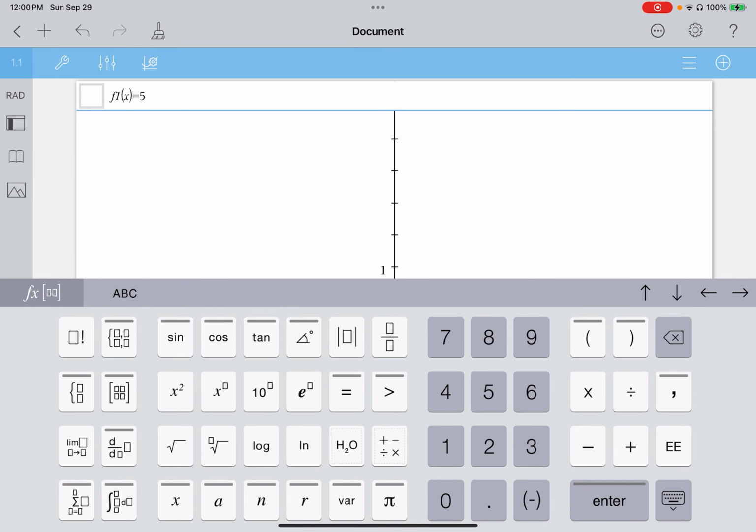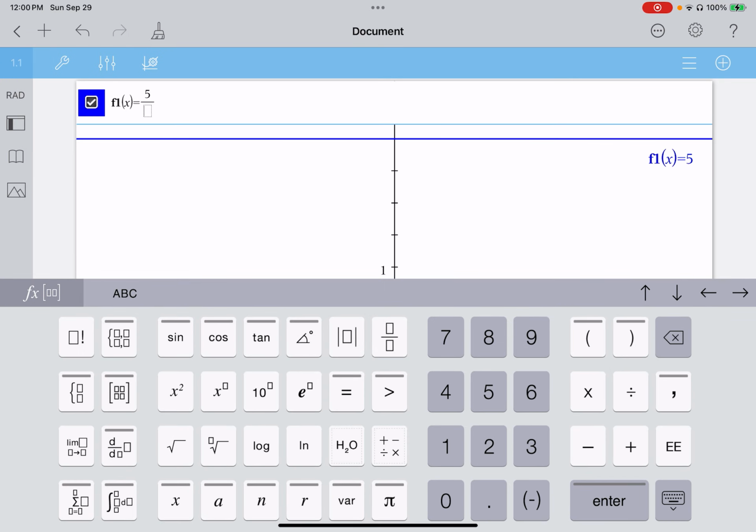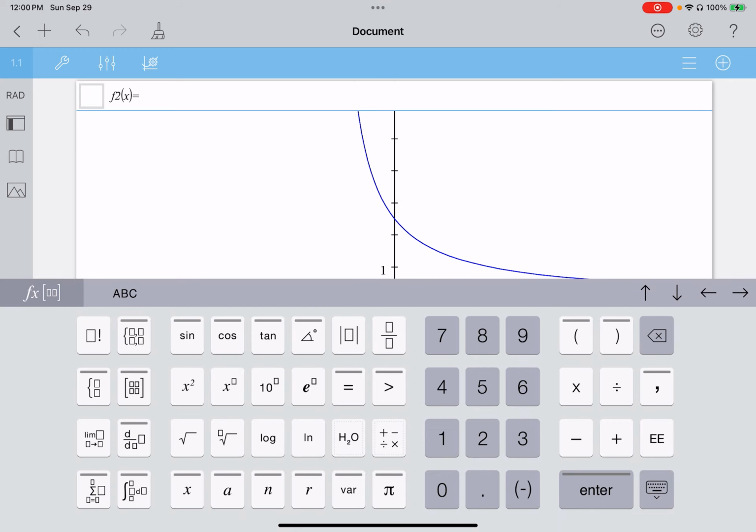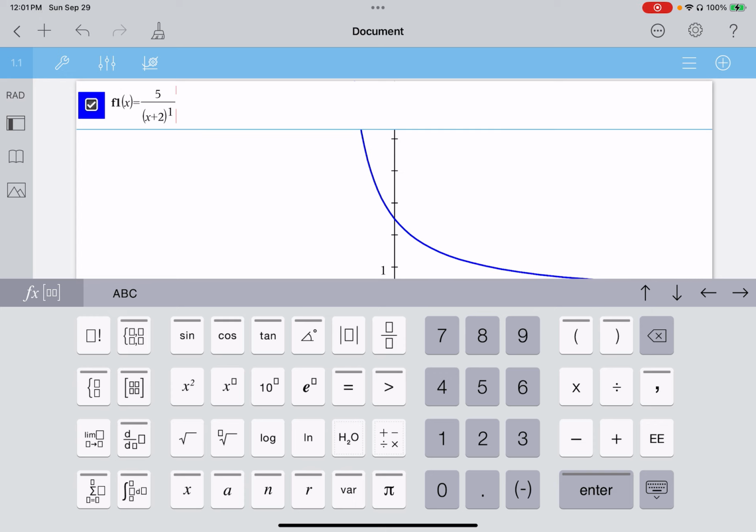I'm going to just do a basic one. Let's say I have 5 divided by x plus 2, and let's say I give this an exponent of 1. So you see it goes up on the right and down on the left of the vertical asymptote. Let me put the vertical asymptote on there so you can see that. Actually, I don't think I can do it. That's fine. So that would be for the power of 1.